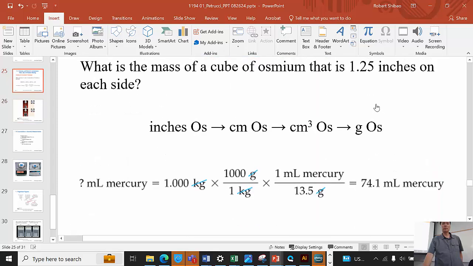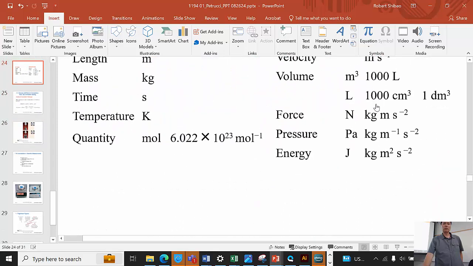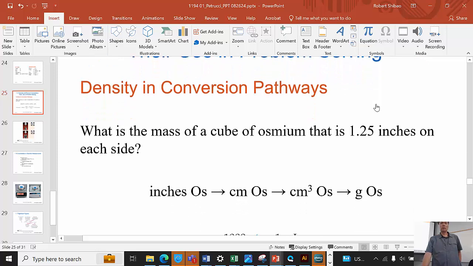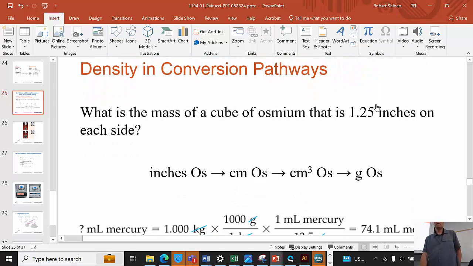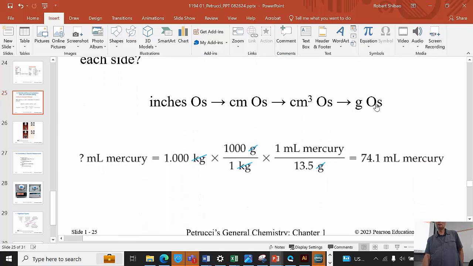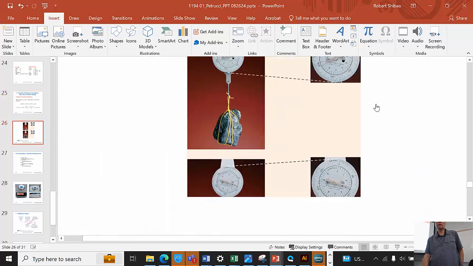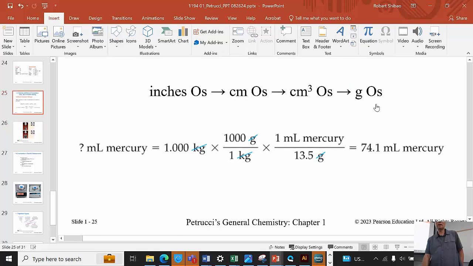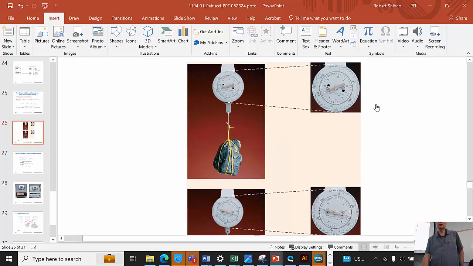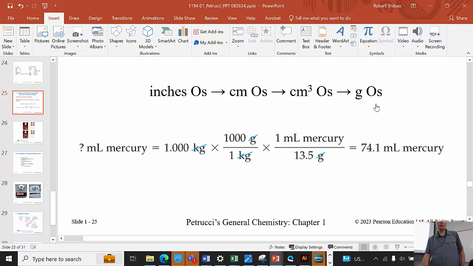This is a bizarre question here. What is the mass of a cube of osmium that is 1.25 inches per side? And this answer here is wrong. But we're going to skip that particular question here, so ignore that. I don't know what they're talking about here. I'll have another question mark.